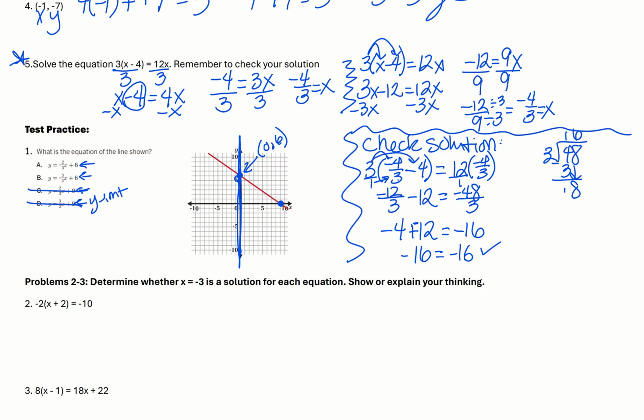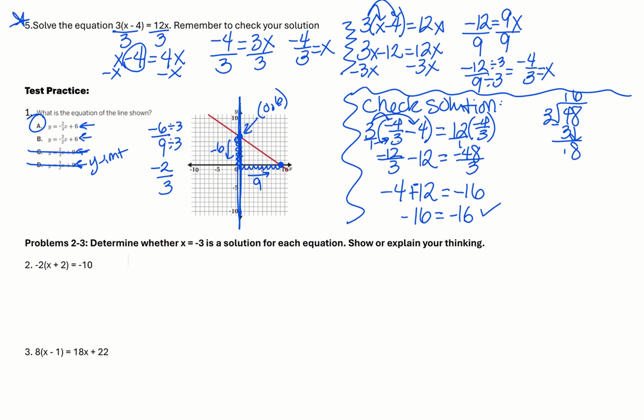So I go 1, 2, 3, 4, 5, 6. But I went down, so it's negative 6. And then 1, 2, 3, 4, 5, 6, 7, 8, 9. I went to the right, so it's positive 9. If I go negative 6 over 9 and reduce it by 3, I get negative 2 over 3. And that's why it's A. That's how I would go through that problem.